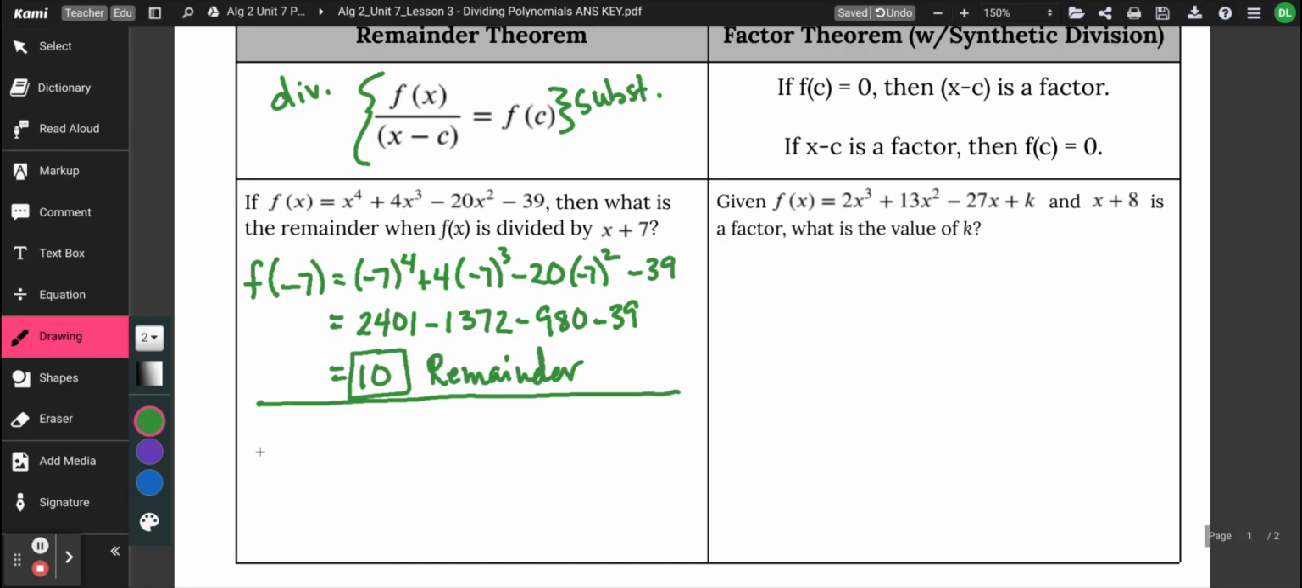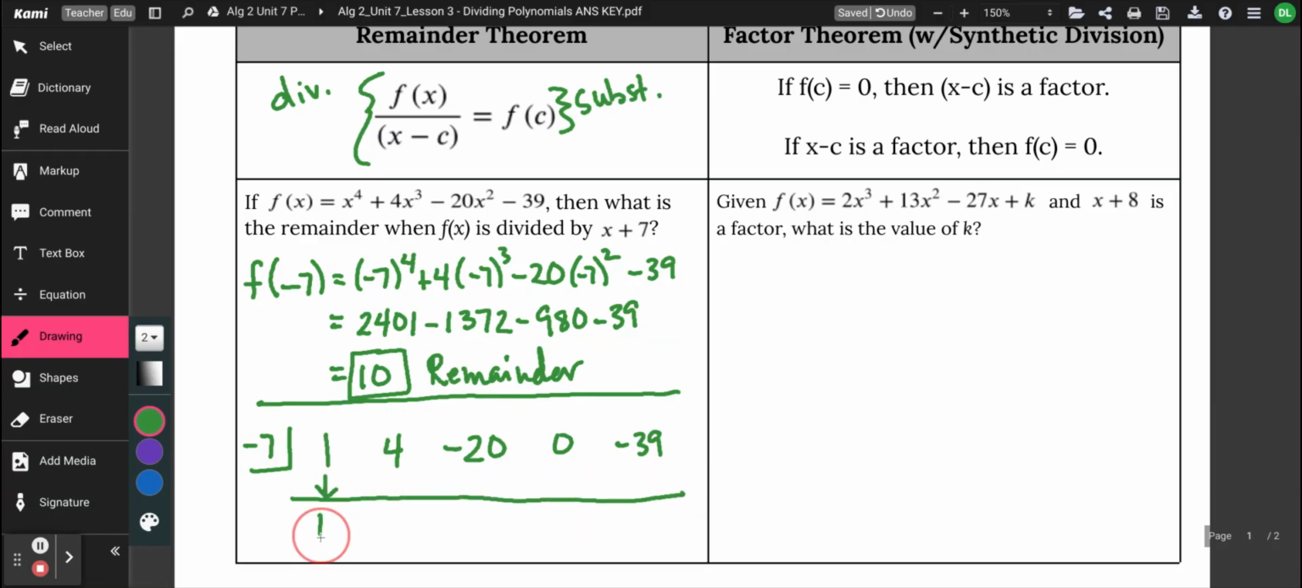On the outside, we're going to put negative 7. And then our coefficients: the fourth power is 1, the third power is 4, the second power is negative 20, the first power is 0, and then we have minus 39. Carry the 1 down. Multiply, add those together, multiply, add them together, multiply, add them together, multiply, add them together. Notice I got 10 both ways.